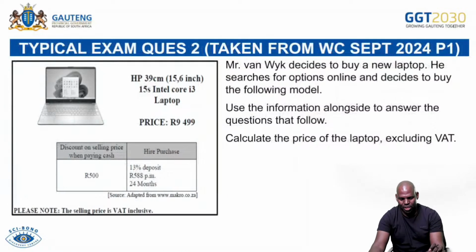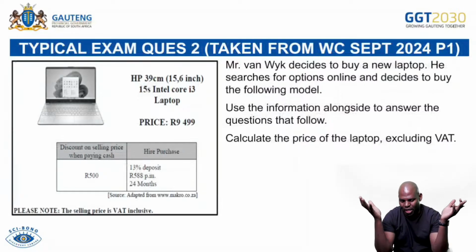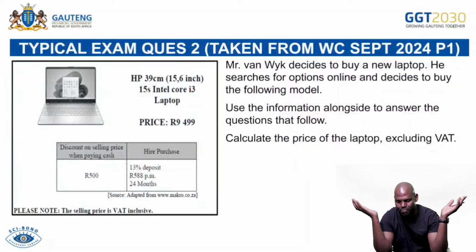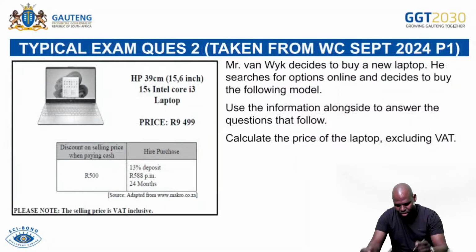Then the next question is a typical exam question taken from Western Cape, September 2024. Boys and girls, you just have to imagine if you were writing the prelim paper, the Western Cape paper in 2024, would you be able to answer this question? But you can see how easy these questions are. And this is how we prepare ourselves for the examination.